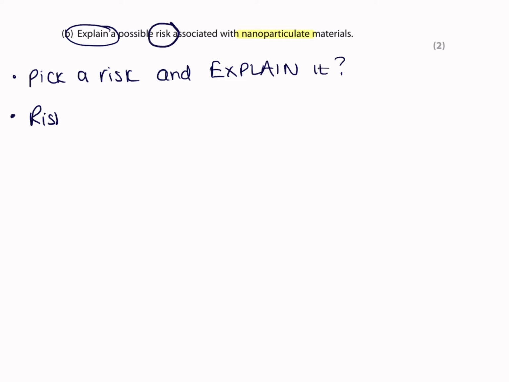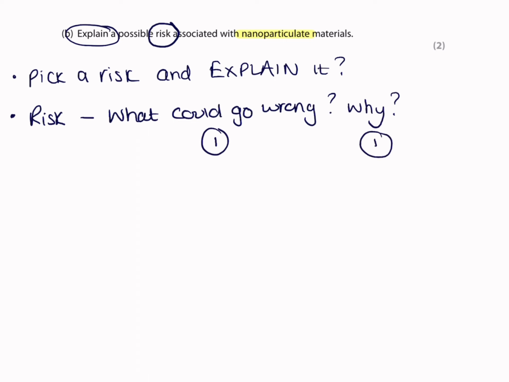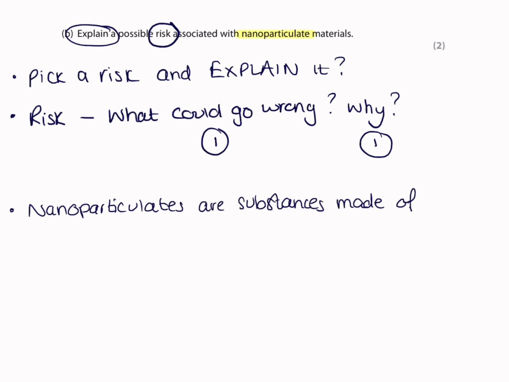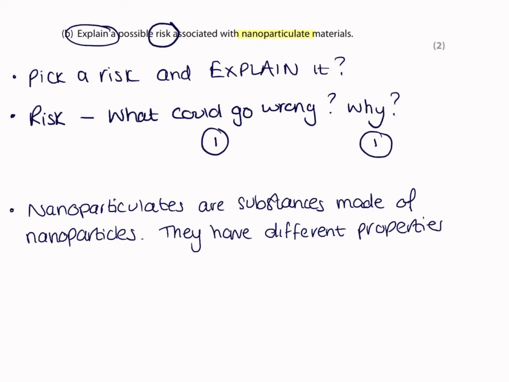The first thing is we're going to explain. Remembering that when we explain something, we need to pick a risk and explain it. For the risk here, we need to talk about what can go wrong and why. This is how we access our 2 marks, and you would get 1 mark for each. And the definition of nanoparticulate materials is that they are substances made up of nanoparticles. They have different properties to the original materials.